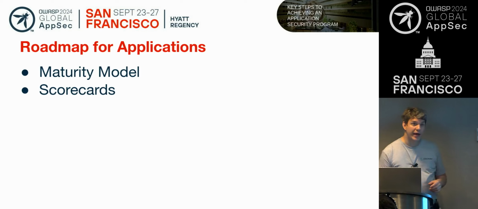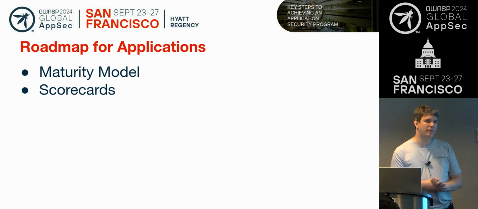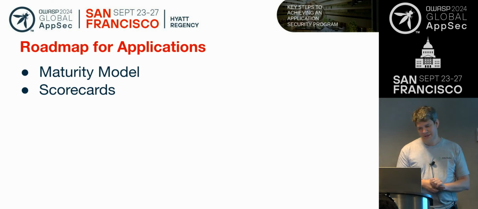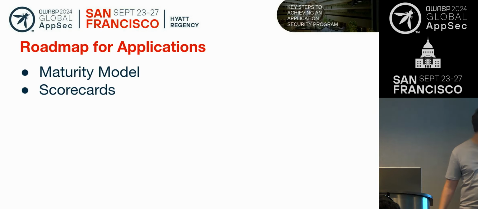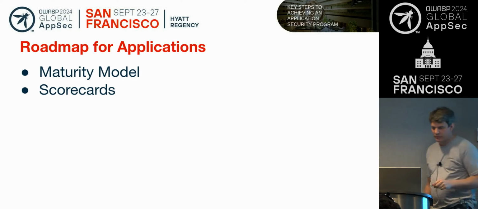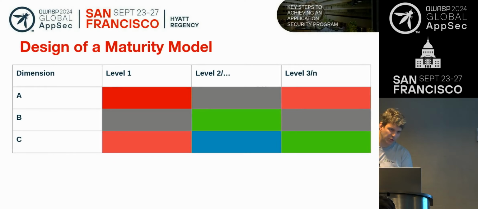Yeah, how to plan your roadmap to achieve a good maturity. I see two ways: maturity models and scorecards. Both have advantages and different disadvantages. I focus on maturity models because DSOMM is a maturity model.